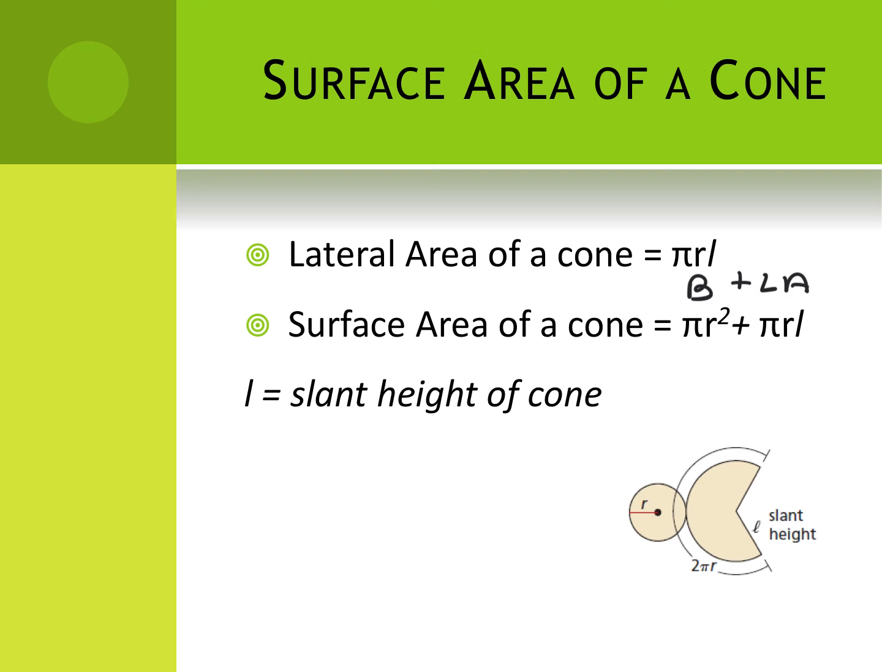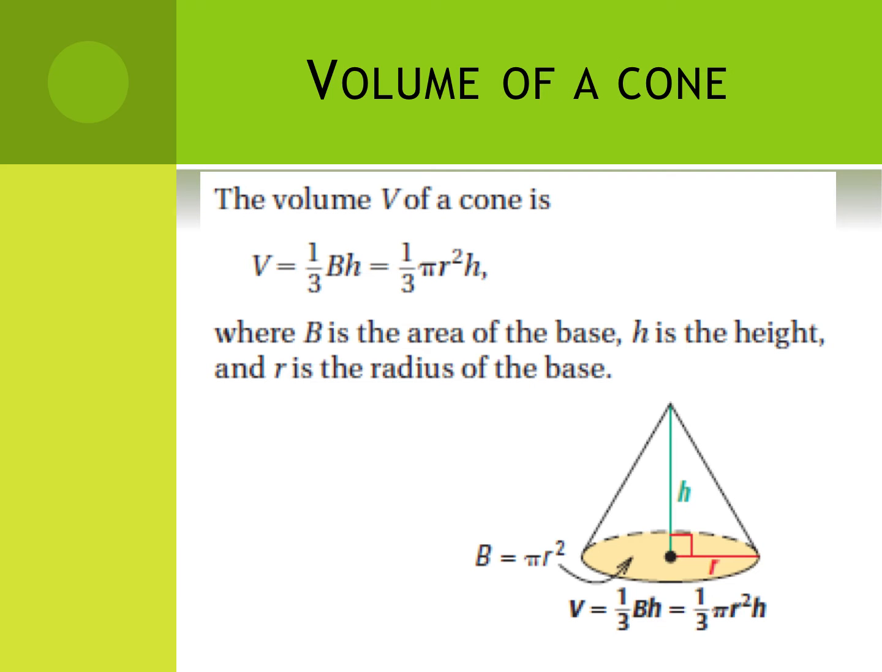Then we're going to learn the volume of a cone, which is just like a pyramid. It's going to be 1/3 area of the base times the height. But when it's a cone, it's always a circle for that capital B. So you'll find the area of the circle base, times it by the height, and then either multiply it by 1/3 or divide by 3.